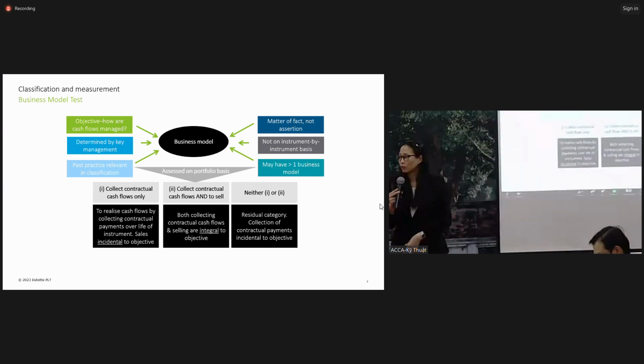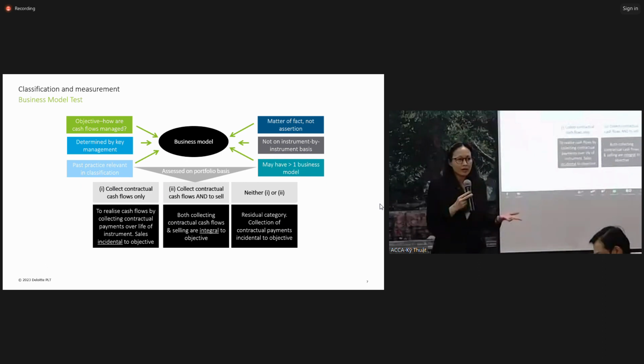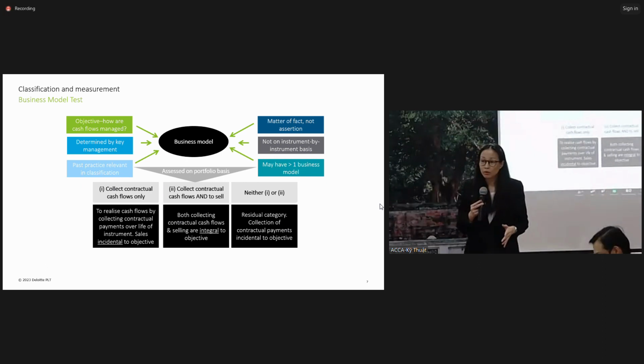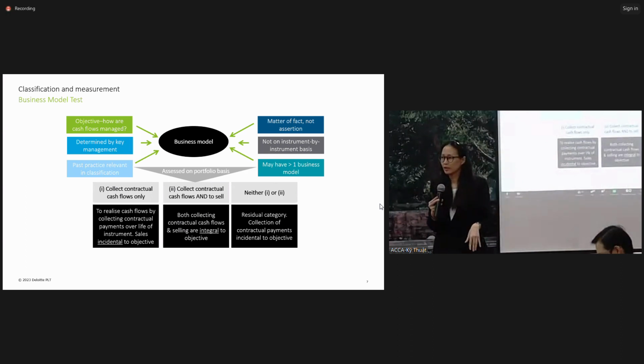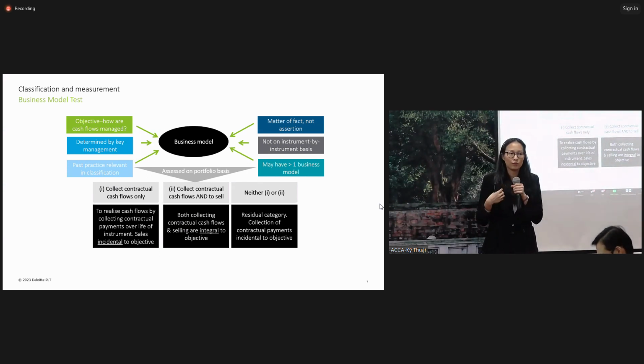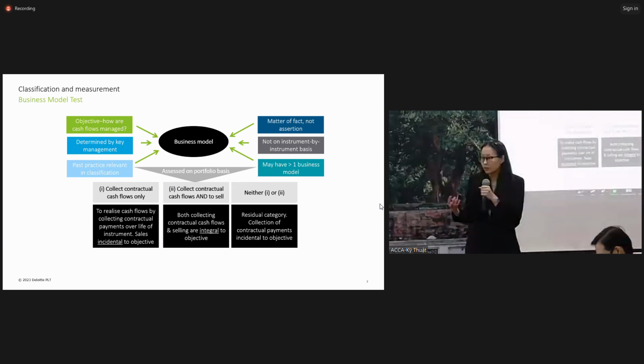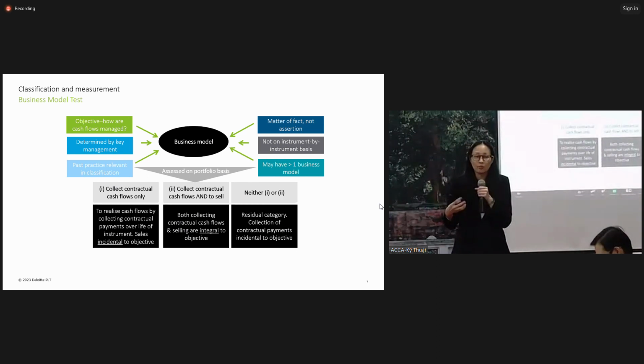Okay, now even as an auditor, I can't say that your business model is wrong because it's how you manage your business. But if you tell me your business model is to hold to collect, but when I audit it, you have been selling, or there is other evidence that suggests you do other things, I will challenge. Okay, so the business model is very specific to the company. It's how they have decided and planned to run the business, how it plans to operate and manage its financial instruments.